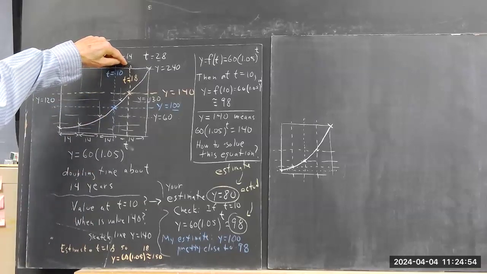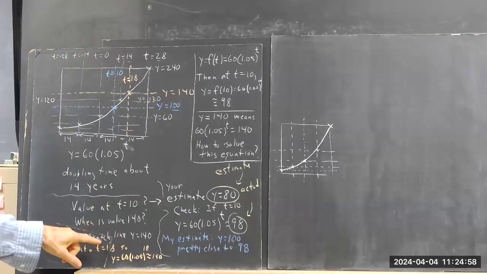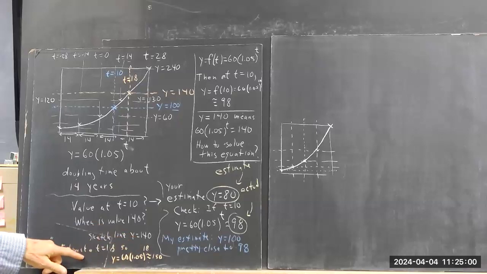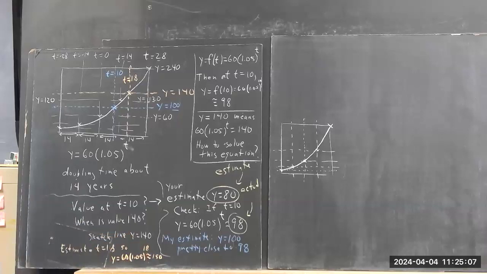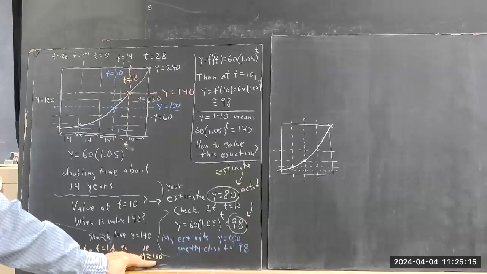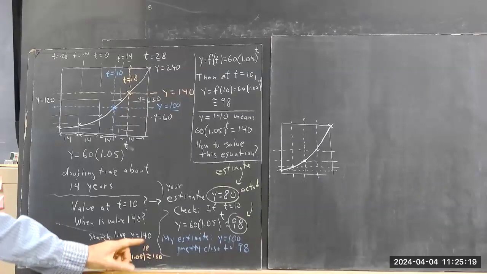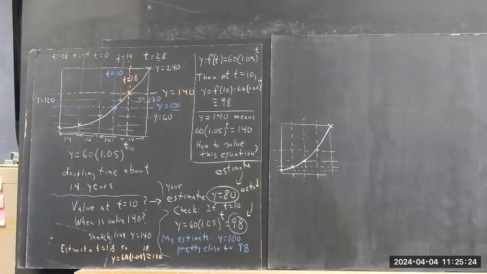Okay, so first we sketch the line y equals 140, and we estimate T equals 18, so that y equals 60 times 1.05 to the 18th. Now I estimated that would be between 140 and 150, and I chose to round it to 150. It turns out it's 144 point something, so it rounds off to 140. But 18 is pretty close to the correct solution.